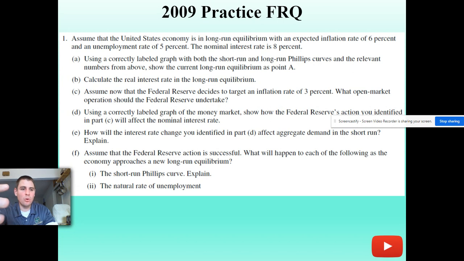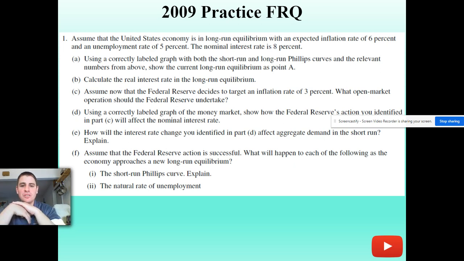Well, what's the formula? Real interest rate equals nominal minus expected. So the real interest rate equals 8, nominal interest rate, minus expected inflation, 6. 8 minus 6, that's a positive 2 real interest rate. Just for our own sake, if the real interest rate is positive, that's a win for the bank. So that's B, it is 2%.